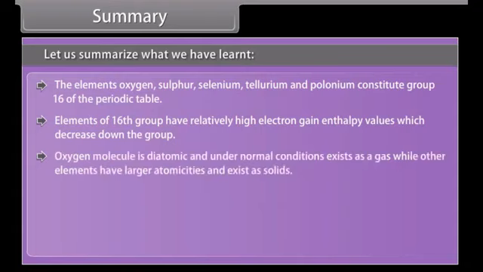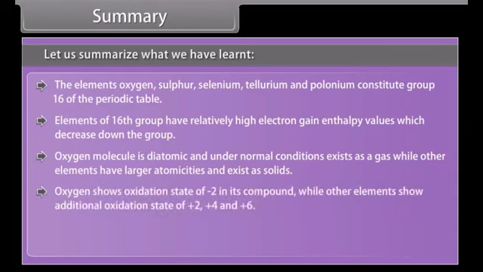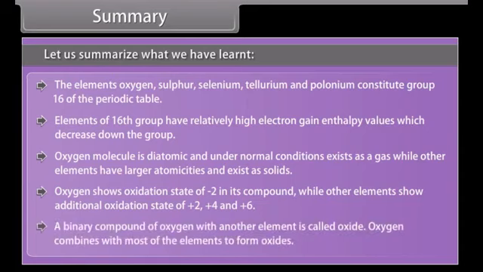The oxygen molecule is diatomic and under normal conditions exists as a gas, while other elements have larger atomicities and exist as solids. Oxygen shows an oxidation state of -2 in its compounds, while other elements show additional oxidation states of +2, +4 and +6. A binary compound of oxygen with another element is called an oxide. Oxygen combines with most of the elements to form oxides.